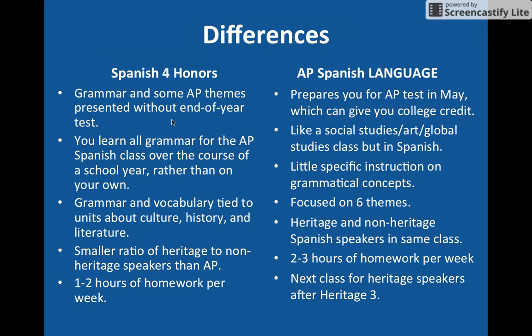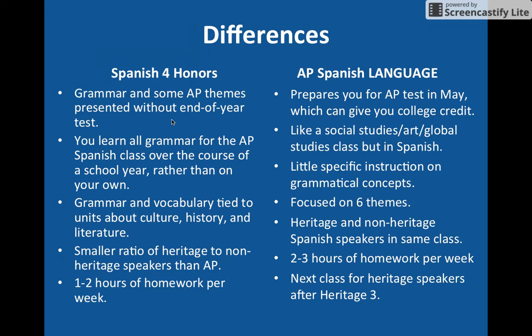Whereas AP Spanish Language is more like a social studies, art, or global studies class, but in Spanish, and there is little specific instruction on grammatical concepts. In Spanish 4 Honors, grammar and vocabulary are tied to units about culture, history, and literature. The AP Spanish is focused on 6 themes.